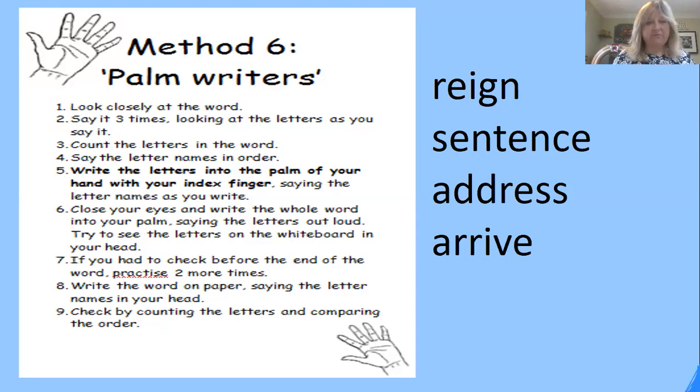I'm going to give you 5 minutes practice to work your way through the Method 6 palm writers for the next 3 words. So I'd like you to work on sentence, address, and arrive. Now, address, double D, all right? Remember that one. There's dress in there, one word, or there's add, as in add and subtract. Okay, off you go.